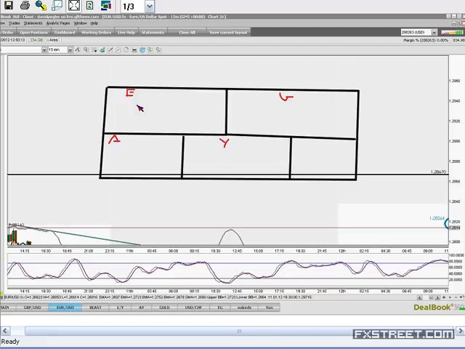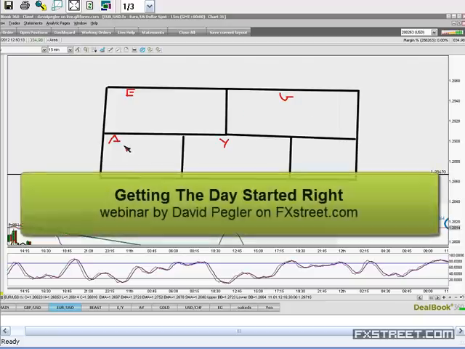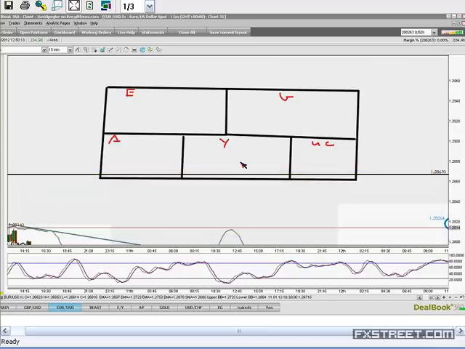Euro, Pound, Aussie, Yen, and USD Swiss. Okay, what I'll do is I'll watch the last sort of 3-4 hours of price action. And if the Euro's doing this, the Pound's doing that, Aussie's doing this, Yen is doing that, Swissy's doing that. Relative strength-wise, Euro's stronger than the Pound, Aussie's as strong as Euro.